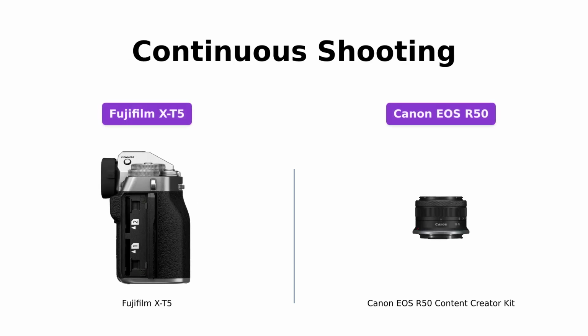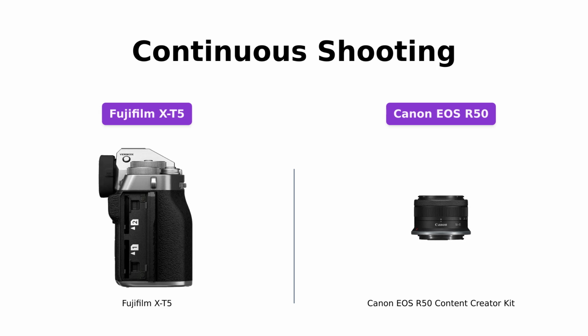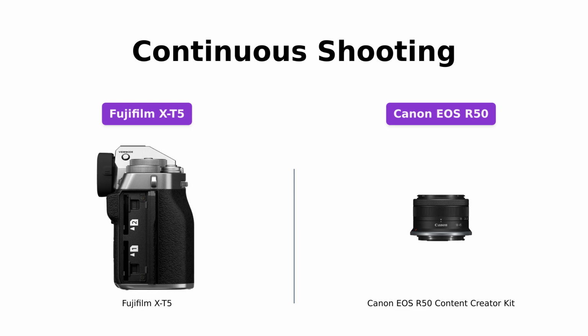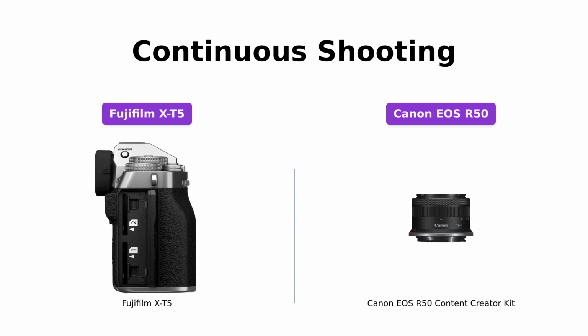If you're into fast-paced photography, both cameras have you covered. The Fujifilm X-T5 offers continuous shooting at 12 frames per second with electronic first curtain, while the Canon EOS R50 Content Creator Kit takes it further with 15 frames per second using the electronic shutter. These high-speed shooting capabilities ensure you won't miss a moment of the action.